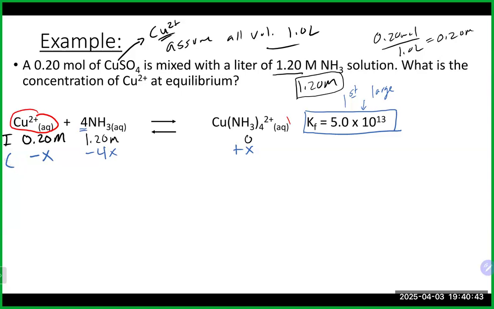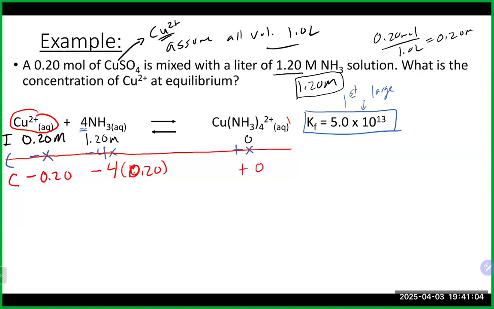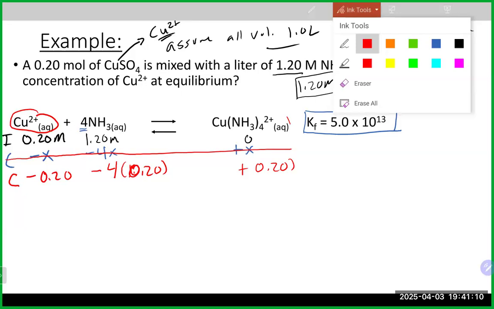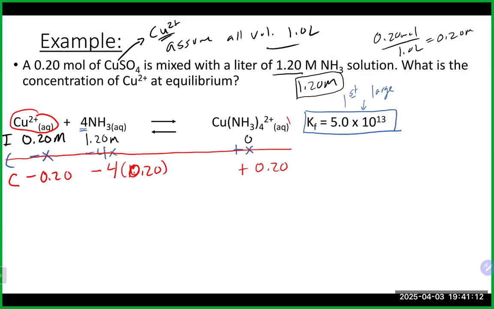So instead of doing our X's here, we would actually use the metal as our change. This would be minus 0.2. This would be minus, we still need to do it by 4 times 0.2. This would be plus 0.2. So that's equivalent to our minus X's and plus X's in this case.